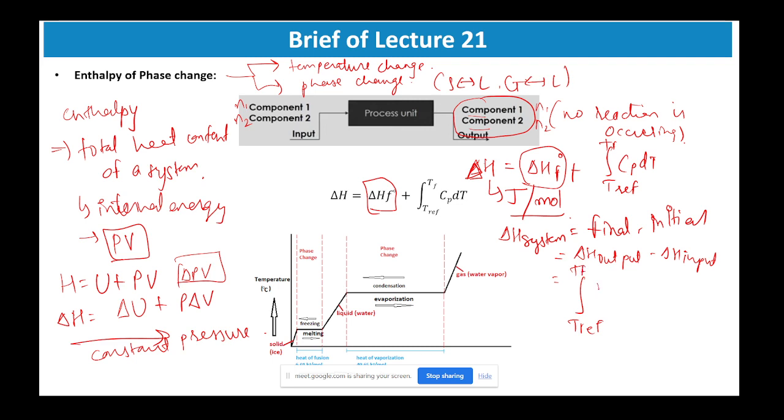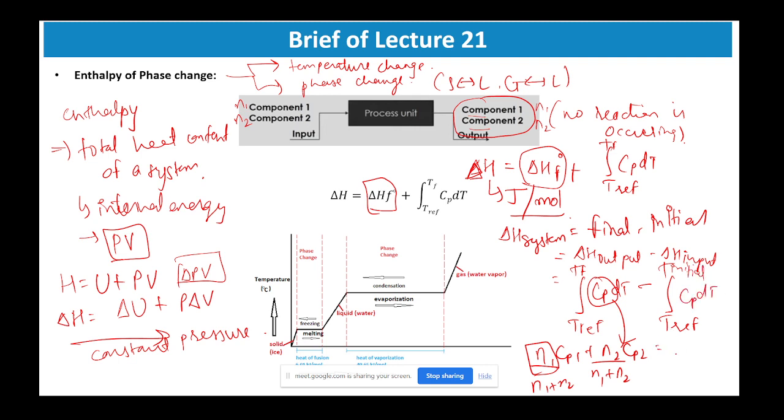TF Cp dt. Like here for a mixture, what will be the Cp? It will be N1 Cp1 plus N2 Cp2. Like it has to be in mole fraction, N1 by N1 plus N2. So this is how you represent Cp here, and minus T reference. Let's say this is the initial temperature, Cp dt. So what remains is from T initial to Tf, Cp dt. So this is what we had derived earlier.